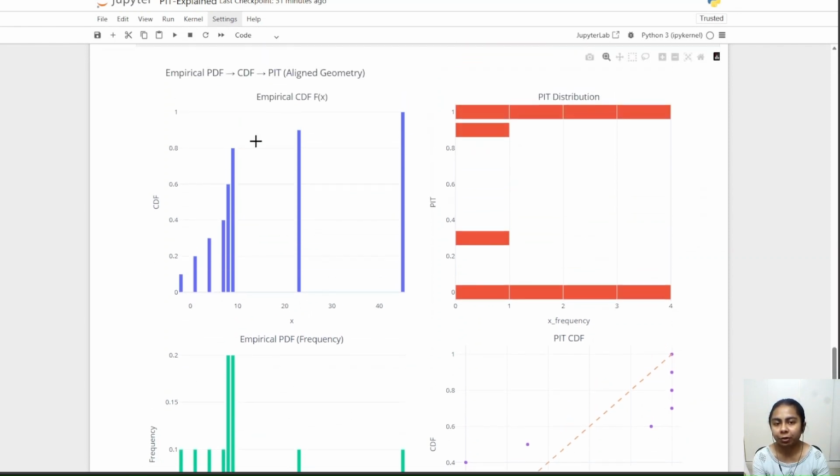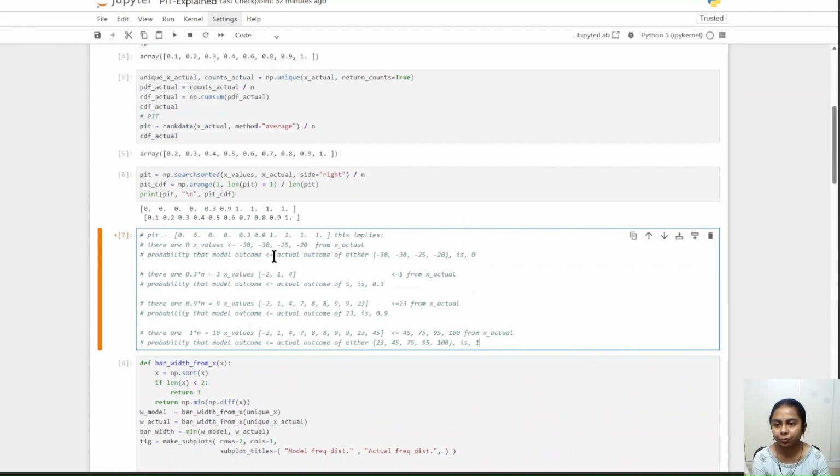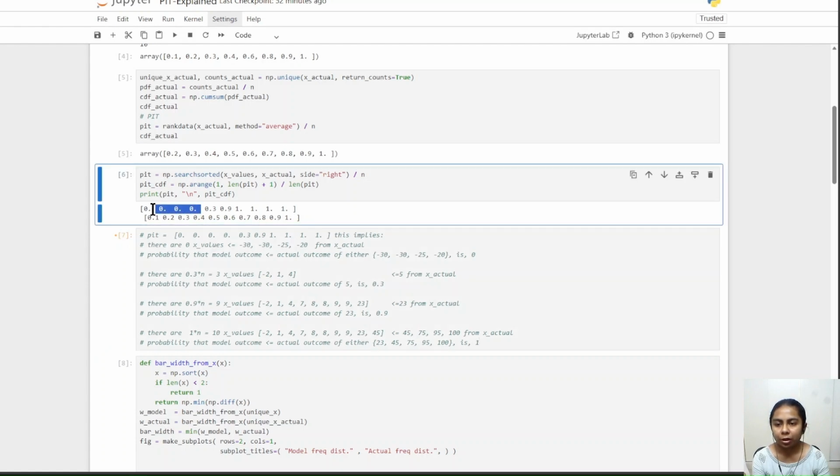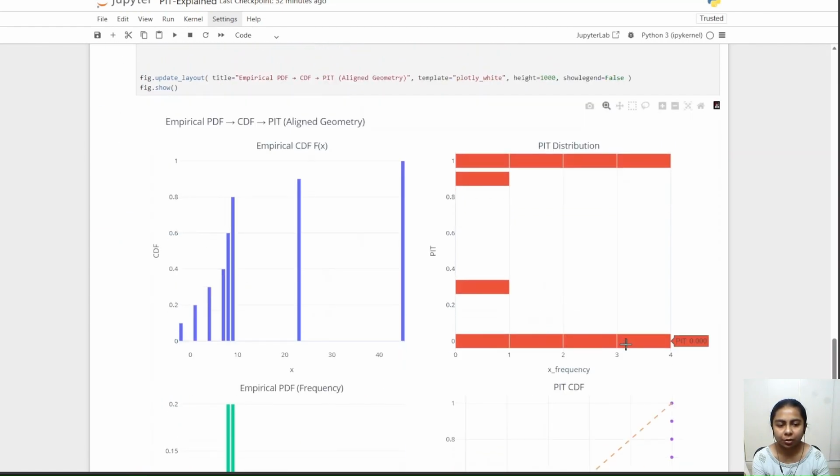And when we take the CDF of this function, it comes out this way. So taking only the top points, we can plot the CDF. And the PIT distribution comes out this way. This is essentially the numbers that we actually calculated above. So there are 4 values at 0, and 0.3, 0.9, and 4 values at 1.